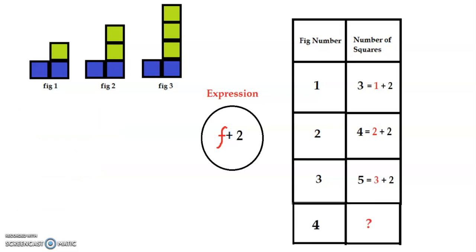What if we want to find out the number of squares for figure number 4? We can simply put the number 4 in the expression and find out the answer. So here F is 4, which is the figure number. And 4 plus 2 gives you 6, which is the number of squares for figure number 4.